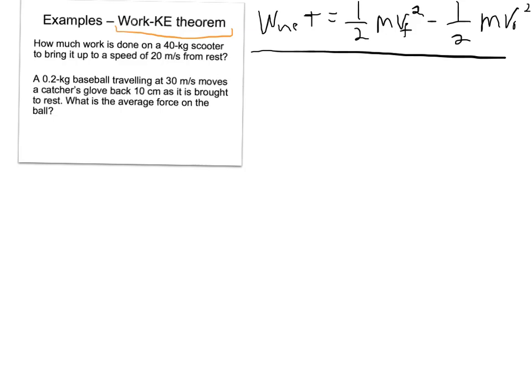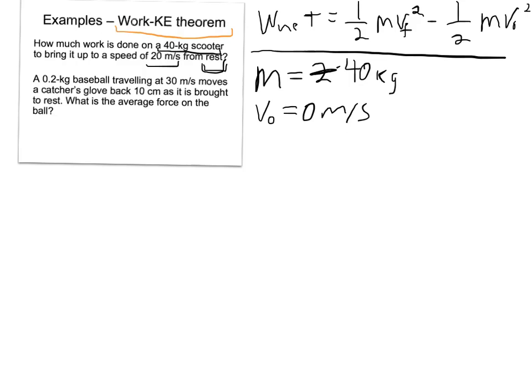First, how much work is done on a 40 kilogram scooter to bring it up to a speed of 20 meters per second from rest? So we've got some givens here. The scooter has a mass of 40 kilograms, it has an initial velocity, if it's at rest, of 0 meters per second, and it has a final velocity of 20 meters per second.